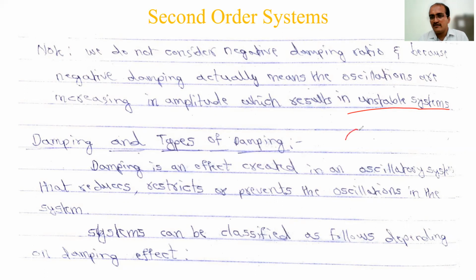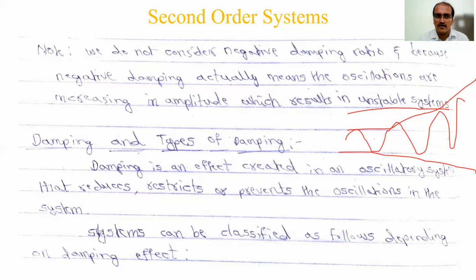If I apply a negative value, what will happen? The sinusoidal oscillation happening will have its amplitude increase, it will keep increasing like that. This is nowhere called a stable system. It keeps increasing on both the positive and negative sides. This is not acceptable in our systems. It is called an unstable system. That's why we are not considering negative zeta or xi values. That's why it is kept under a note, so many of you have doubts, and this note will clear your doubt.